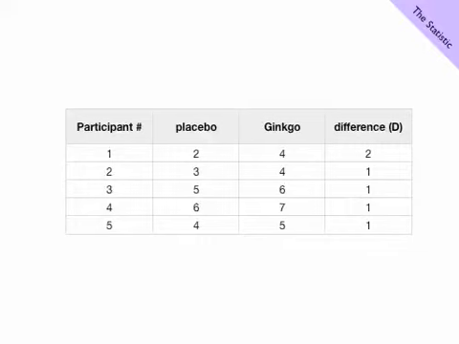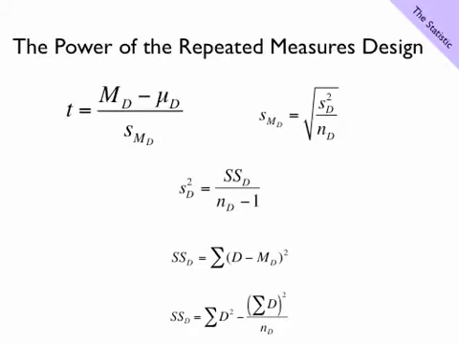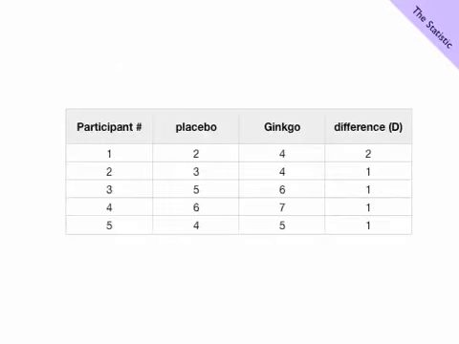And we can see that this participant number 1, who scored 2 on placebo and a 4 while taking ginkgo, has a difference score of 2. We got that simply by subtracting the placebo score from the ginkgo score. We do that for each individual, and we come up with a sample of difference scores, and we have one for each participant. We could calculate the average of these difference scores, and that's what the mean difference score is. That M sub D that we see here in the numerator of the repeated measures t is simply the sum of the difference scores divided by the number of difference scores.